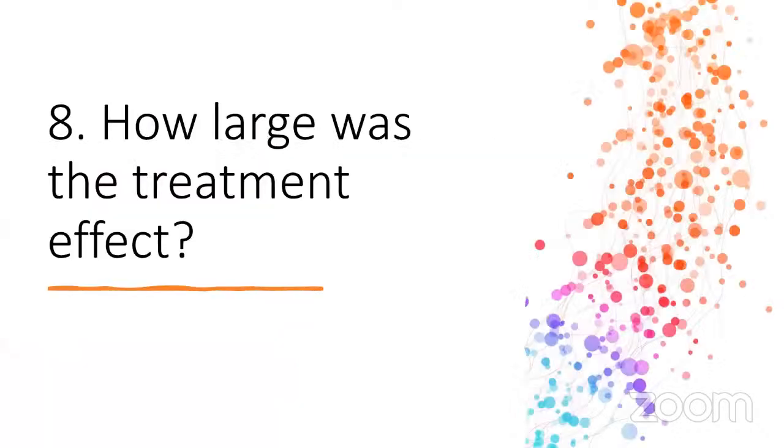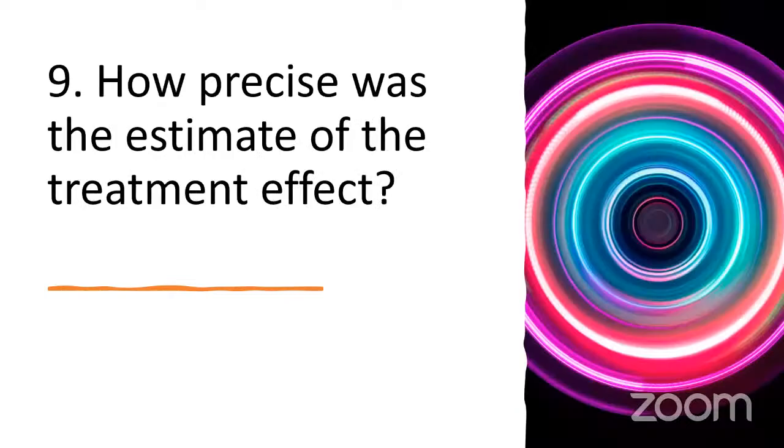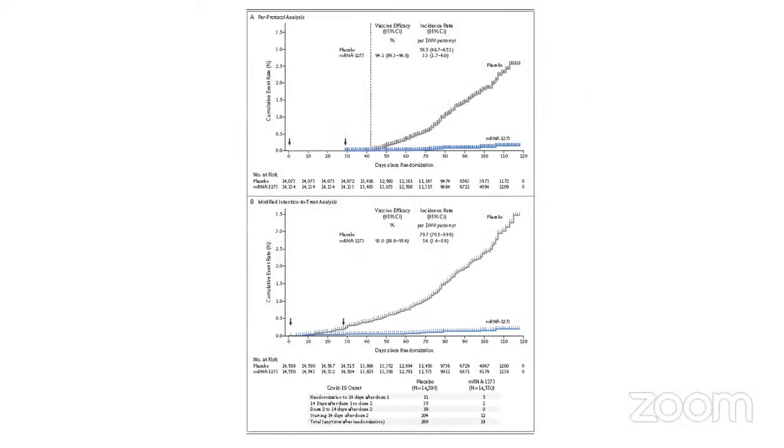Then we move on to what the results are. The results involve two questions. One is how much was the treatment effect, and secondly, how precise was the treatment effect. One is looking at the central value, the other is looking at the confidence interval. 95% of the time, where will the central estimate lie? Like in this study, they have looked at an incident rate.